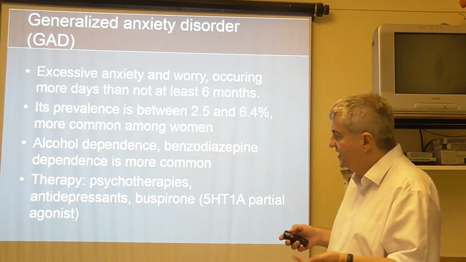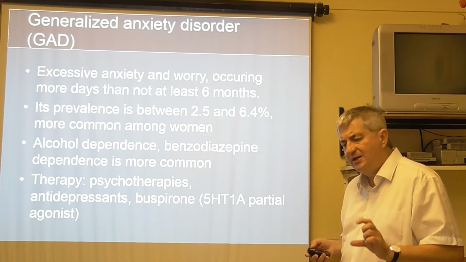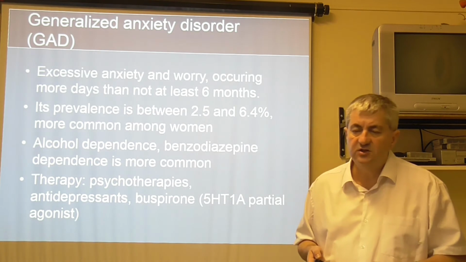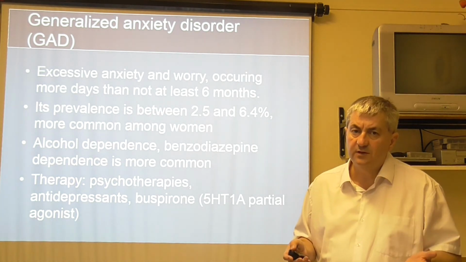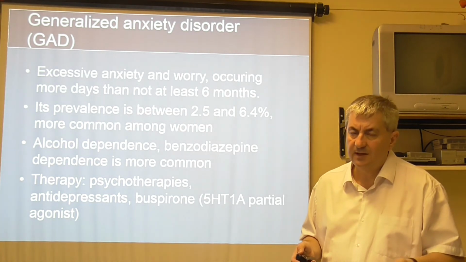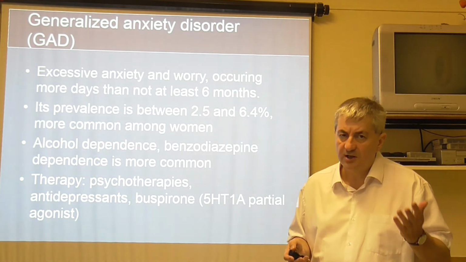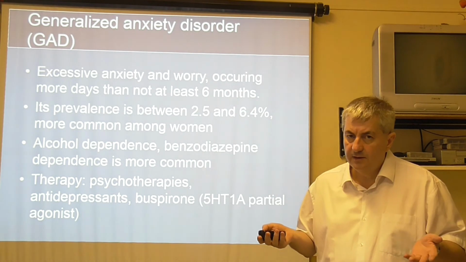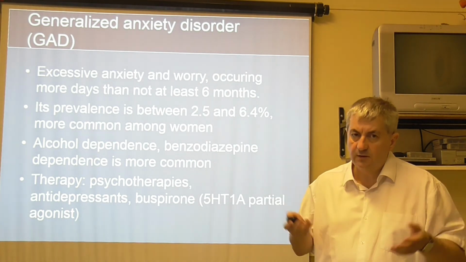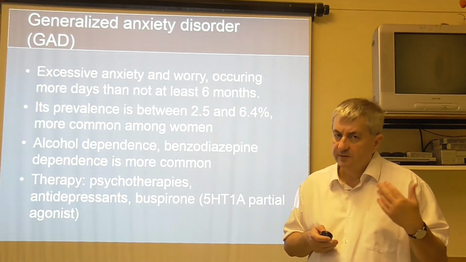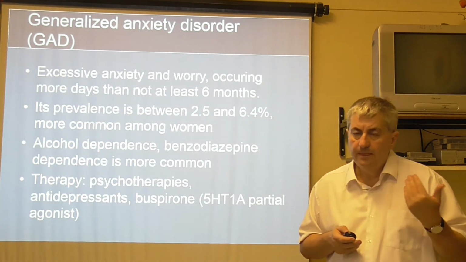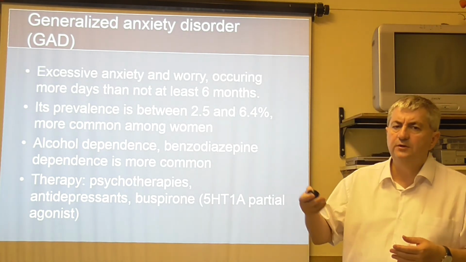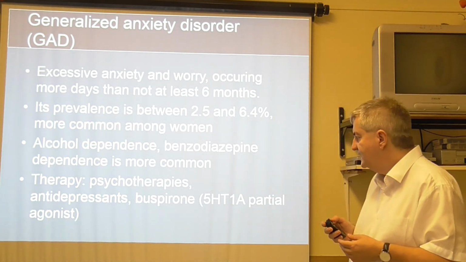The therapy is psychotherapy, antidepressants, and another type of anti-anxiety treatment can be introduced here, which is buspirone. You know that buspirone is not a benzodiazepine, but buspirone is a 5-HT1 partial agonist, which works on the serotonin system and cannot lead to increasing tolerance and dependency. So this is why buspirone is a good alternative to benzodiazepine usage for the reduction of anxiety, and so are antidepressants.